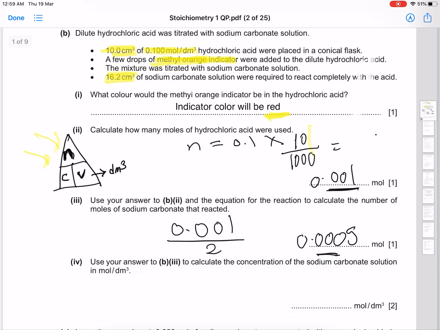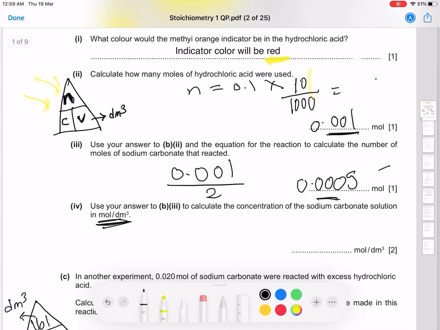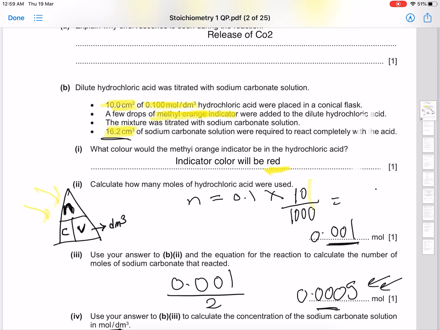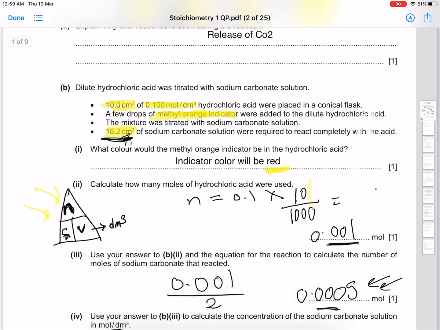Now the third question, use your answer in B III to calculate the concentration of the sodium carbonate solution in mole per decimeter cube. Since here, guys, we have the number of moles of sodium carbonate, and they gave us the volume, so I can use my triangle again to find the concentration. Since I have n, the number of moles, and the volume, I'm just gonna divide them. Don't forget to convert the volume to decimeter cube. Let's do that.